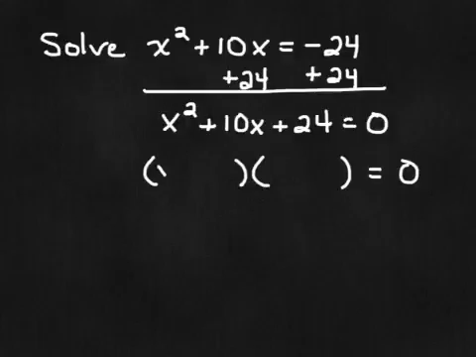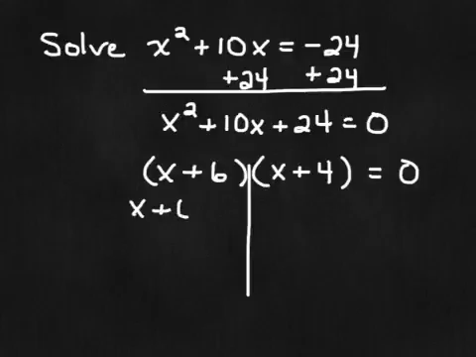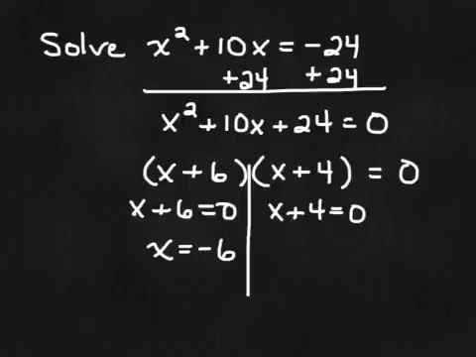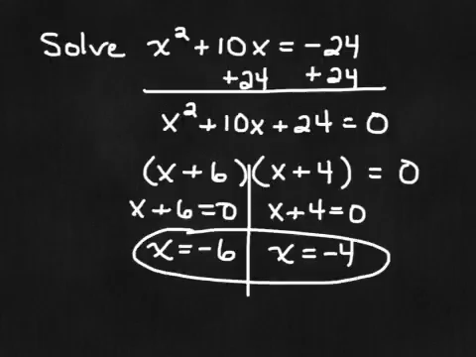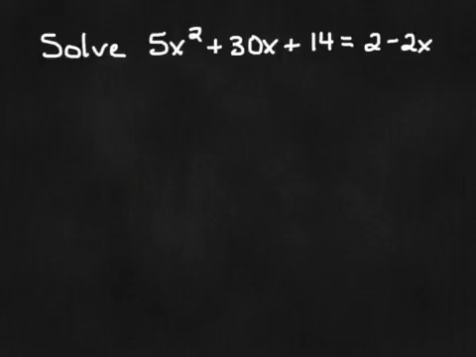So factors of 24 that add to 10, so x plus 6, x plus 4, and now I can solve. And those are my answers, either one or the other, so there's two possible solutions. I did one more, and I figured this could be a review for factoring as well.